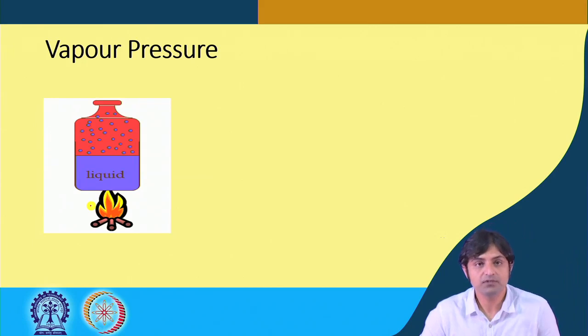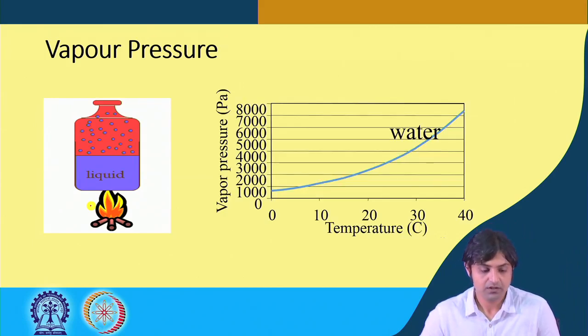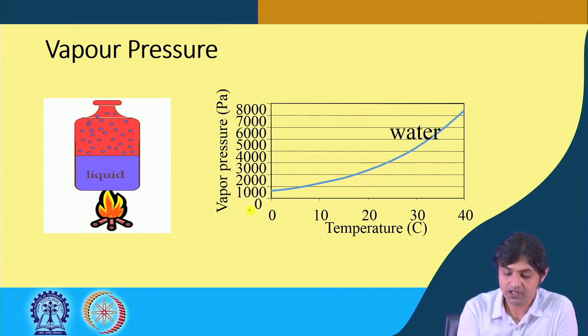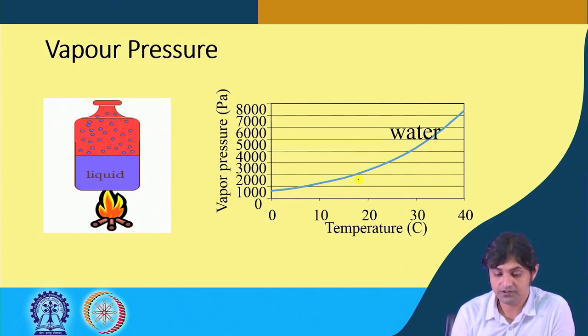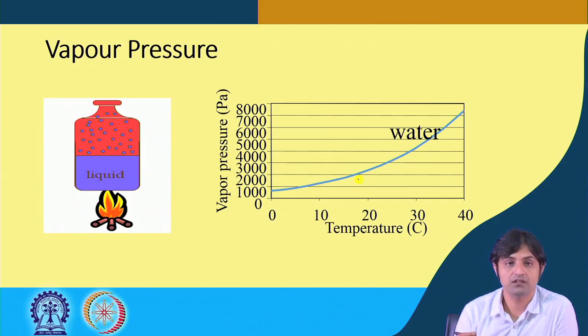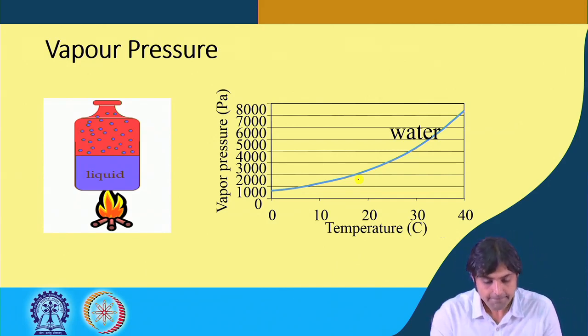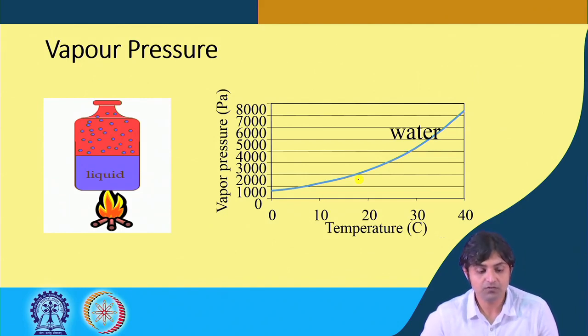Another concept is vapor pressure. This is the variation of vapor pressure along with the temperature. As you see, as you keep on heating, the vapor pressure increases to a great extent. At 40 degrees, it is over 7000 Pascal. You would have observed that on heating the water, the molecules are easily able to escape. So this is due to the vapor pressure.